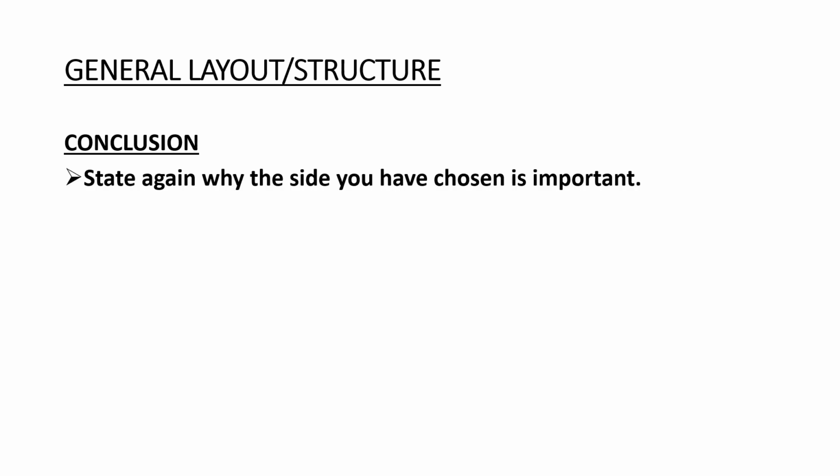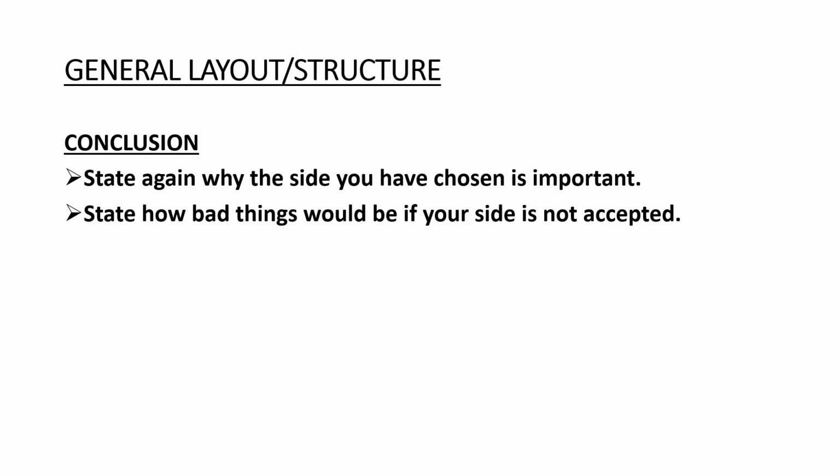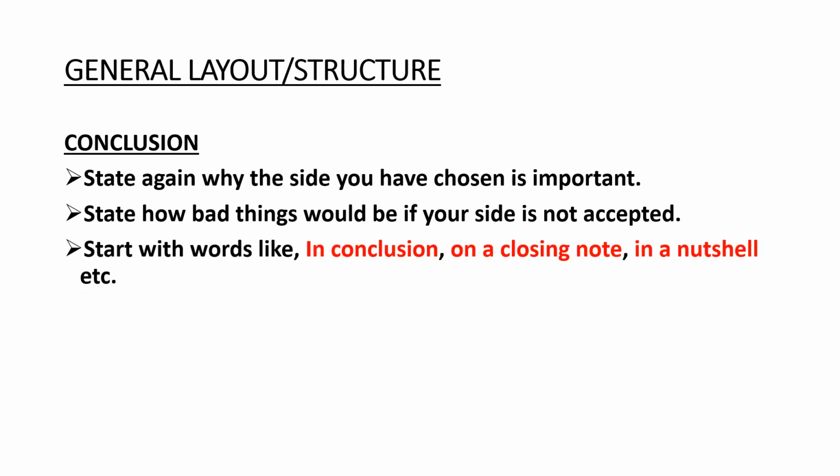Finally, in the conclusion, state again why the side you've chosen is important. People have to know why what you think is important, why the side you've chosen is important to be considered. State how bad things would be if your side is not accepted. You have to tell people that if people don't agree with you, this is how bad things are going to be. Maybe we're going to be having 90% of the grade 12s uneducated, illiterate, they don't know how to read and write. So you have to show that.